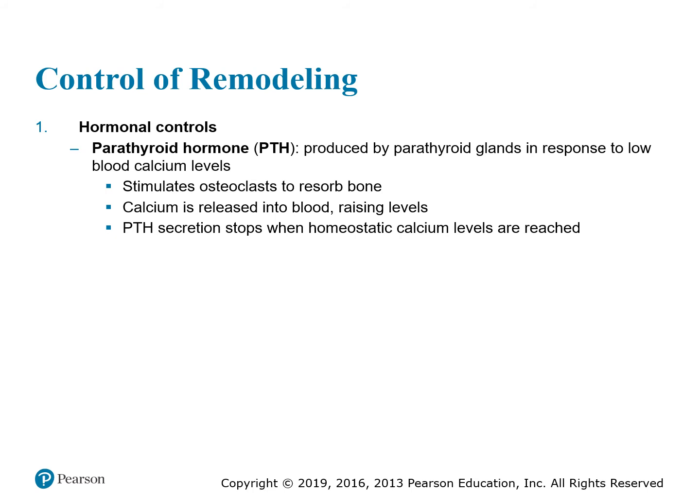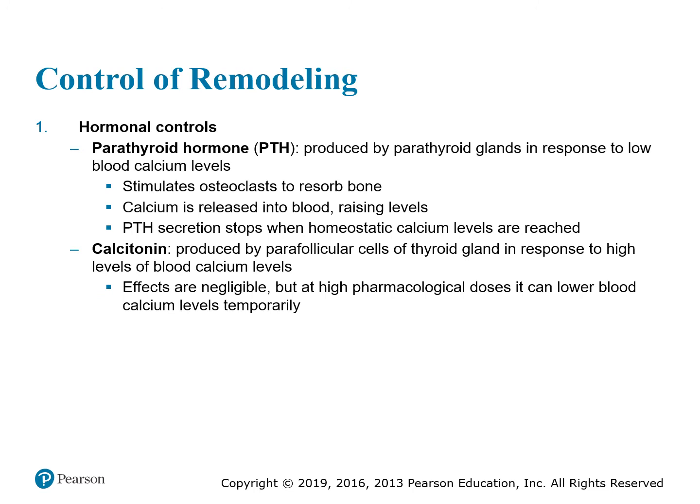So other hormonal controls, this is controlled by a number of different hormones. The first is parathyroid hormone. This is produced when you've got low blood calcium levels, and what this does is to cause osteoclasts to resorb bone. So if you've got low blood calcium levels, then your osteoclasts will dissolve bone and release the calcium into the bloodstream, which raises your levels back up to normal. Now, once you reach the normal level, PTH secretion will actually stop.